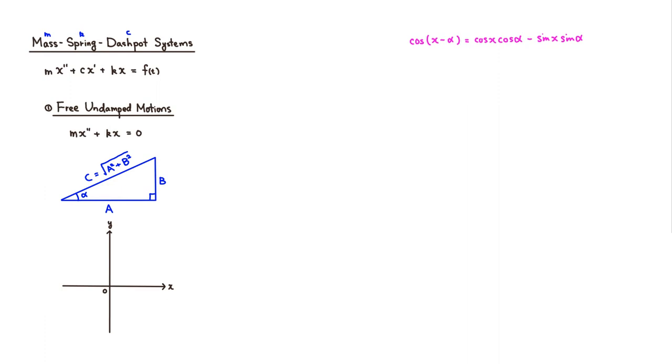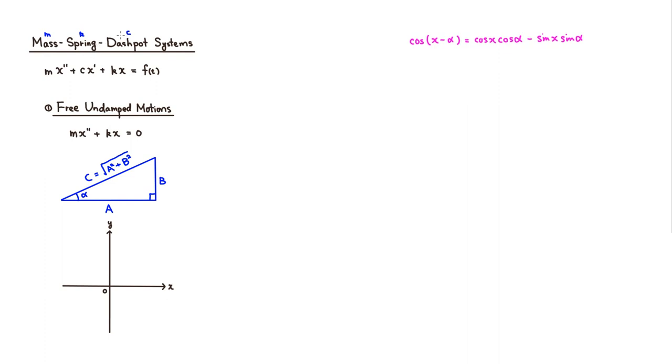Alright, let's look at the mass spring dashpot system. Remember that when we talked about the mass spring dashpot system, the equation became mx double prime plus cx prime plus kx is equal to f of t if there's any external force, with m being the mass, k being the spring constant, and c the dashpot constant.